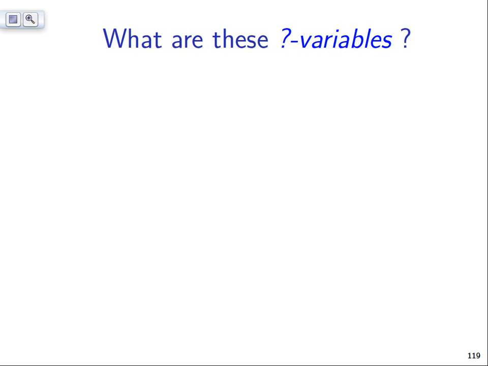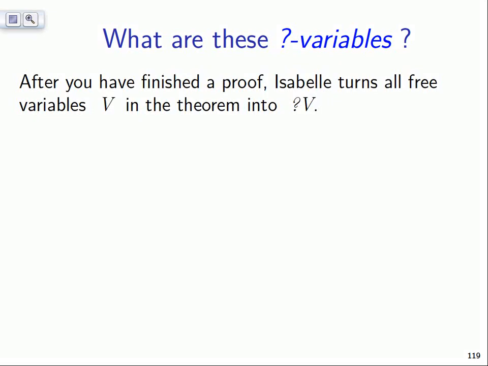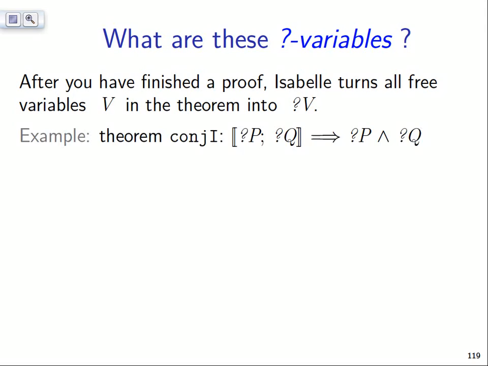So first, a little explanation of something that you've seen but I've never talked about, these question mark variables. Where do they come from? Well, as a matter of principle, when you state your theorem there are no question mark variables in there, but after you've proved it, what Isabelle will do is the actual theorem that is then stored and will be displayed when you ask for it will have all the variables replaced by question mark variables.